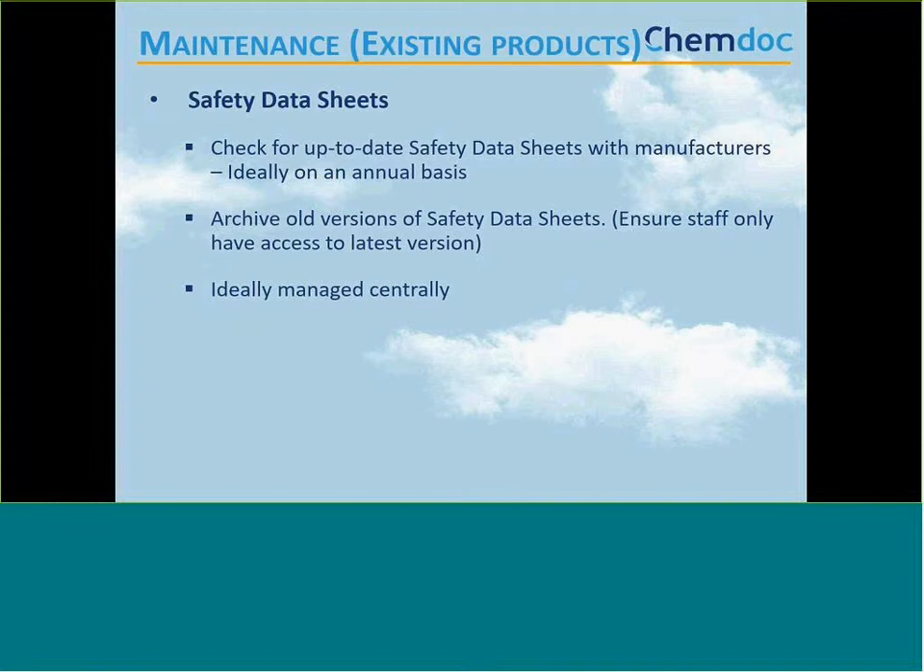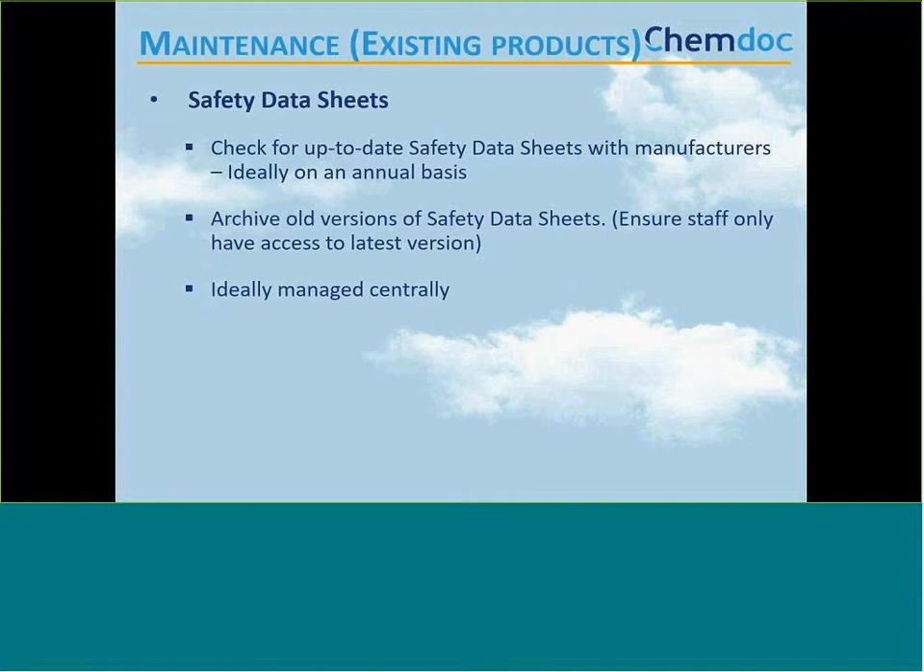So first of all, for your existing products, the products you already have on site that you've just written your COSHH assessments for and sourced your safety data sheets for, you need to check on a regular basis that the safety data sheet you have is still the most current one. Ideally, you should do this on an annual basis. And again, like sourcing the first time around, ideally this could be managed centrally, which makes it much easier. A common problem we see is when you do get a new version of a safety data sheet, make sure you remove the old one and that staff only have access to the current one.